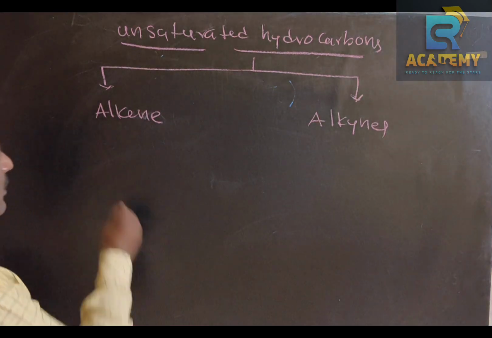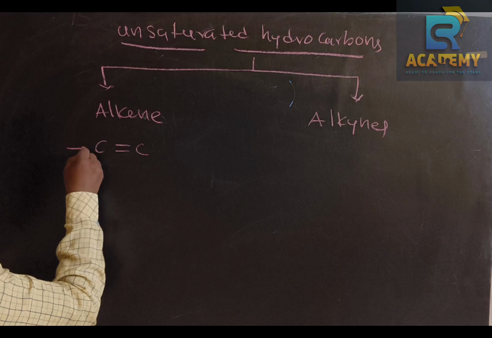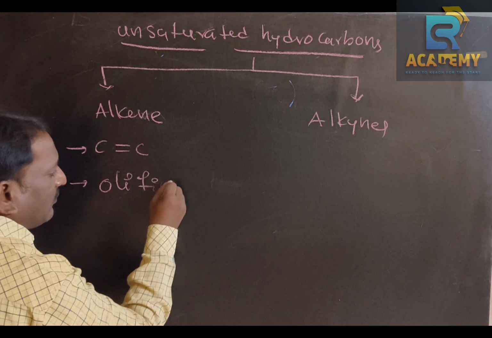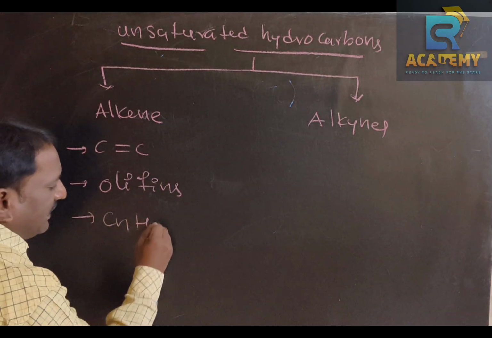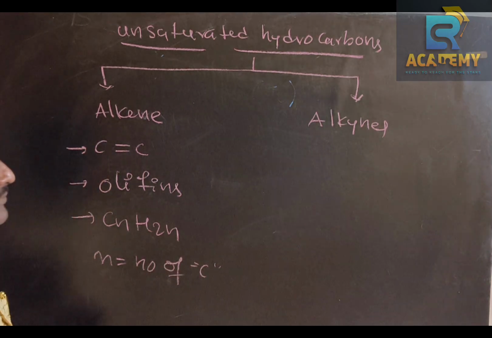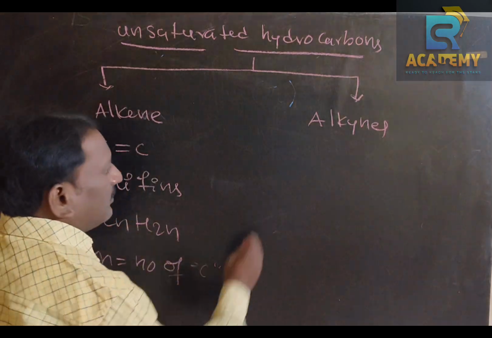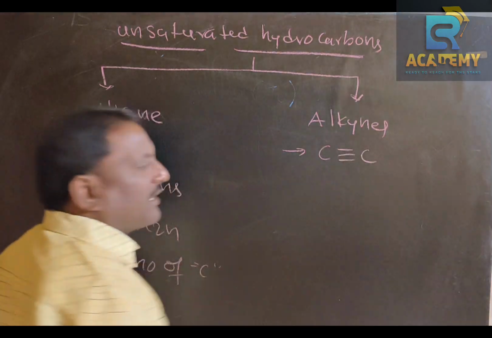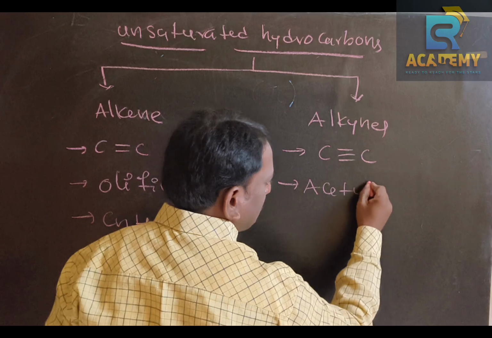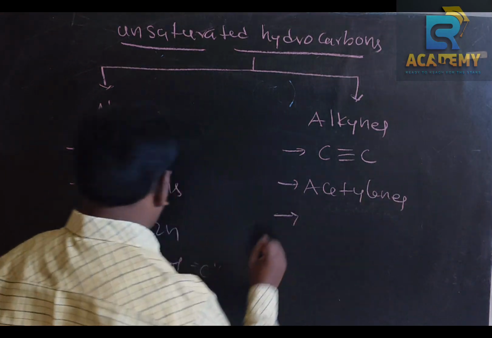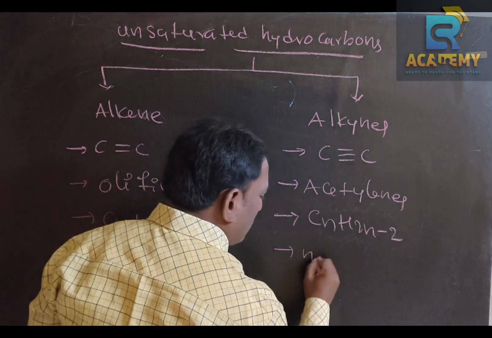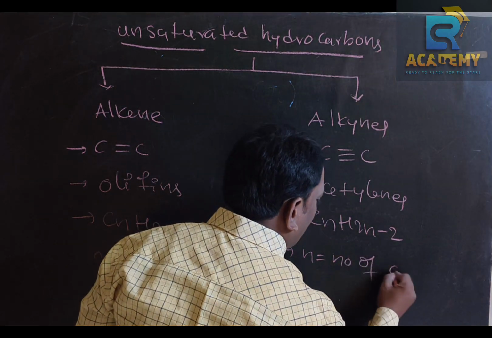Alkenes means at least one double bond is present between carbon. These are called olefins. General formula CnH2n, where n equals the number of carbon atoms. Alkynes consist of at least one triple bond between carbon. These are called acetylenes. General formula CnH2n minus 2, where n equals the number of carbon atoms.